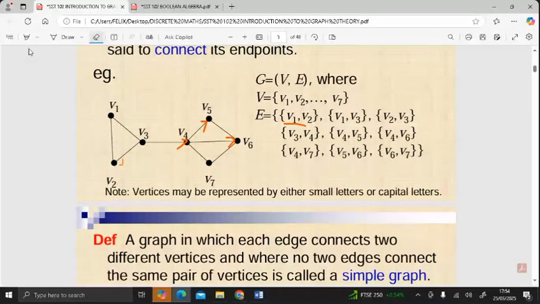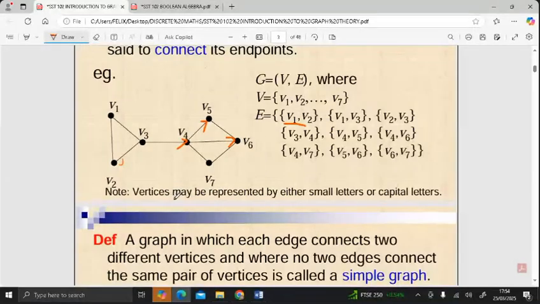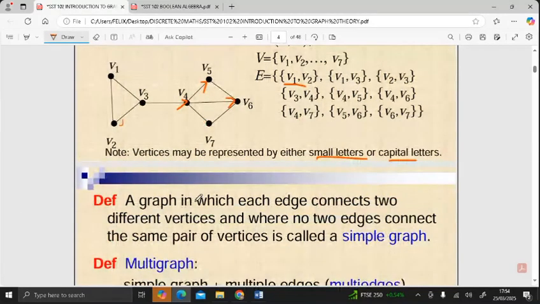Now, look at this. We use curly brackets here. This one represents what we call undirected edges. Undirected, there is no direction. When we have directed, we have an arrow. Those ones are directed. Now, when they're directed, we use curved brackets. That is the difference. So you should be able to see that these ones are undirected.